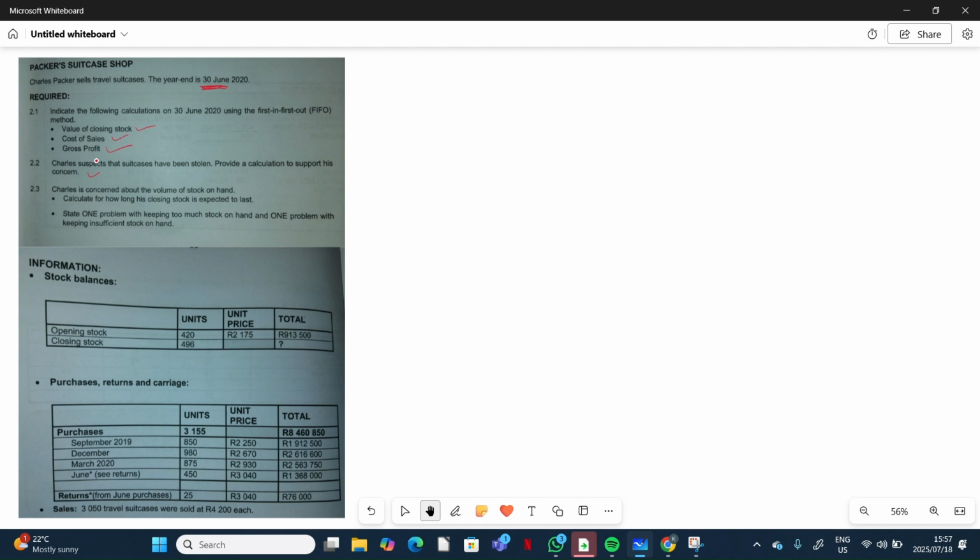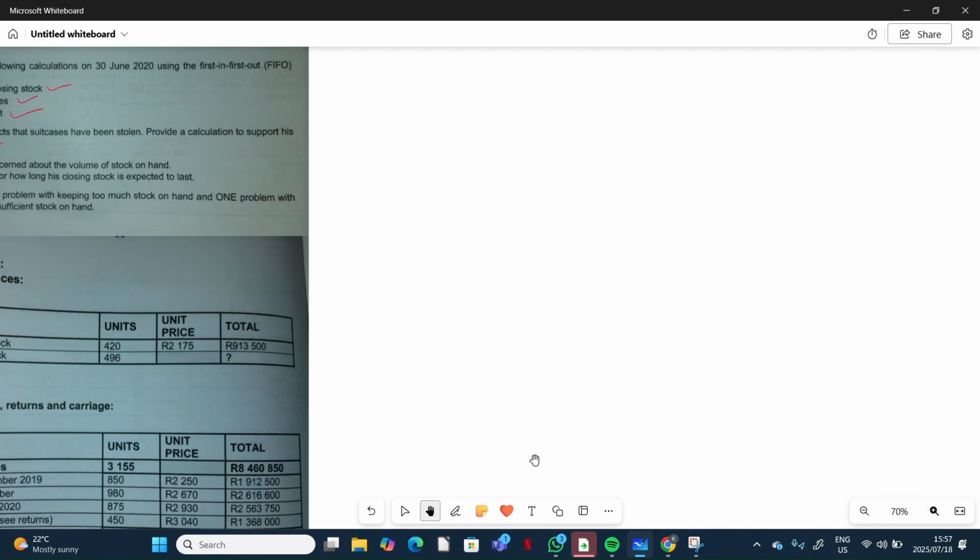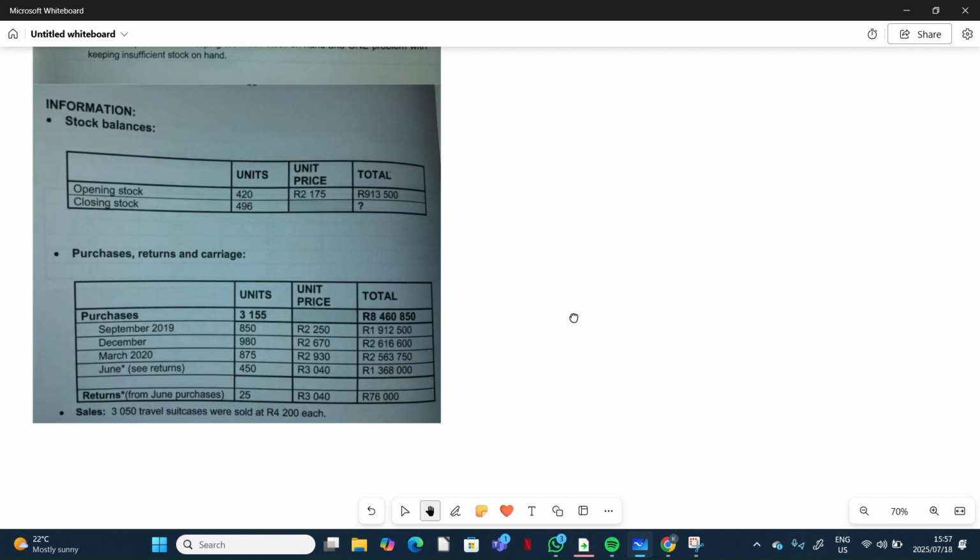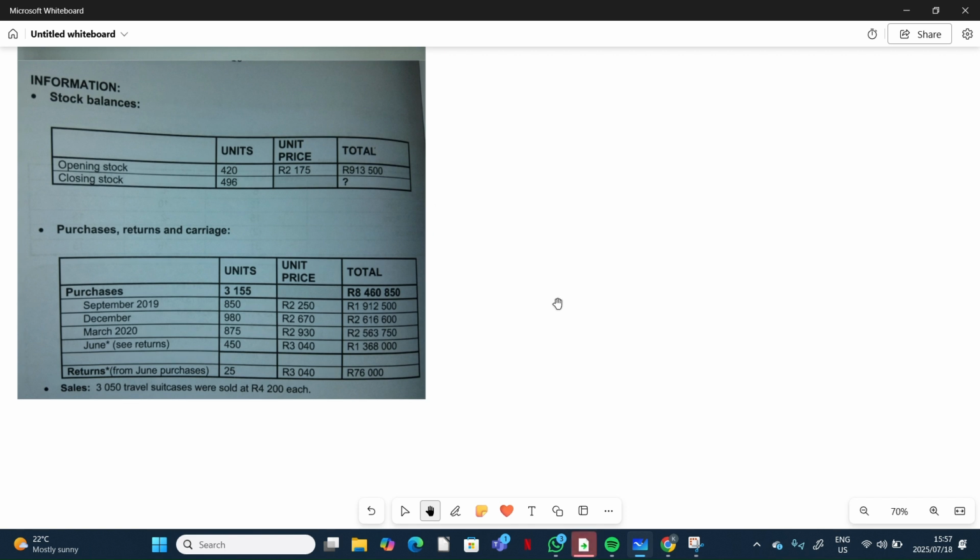So in this question, we're going to calculate the closing stock, the cost of sales, and the gross profit. I'm going to quickly zoom into the information that we have, since we know what we are looking for. Now, let's start. First things first, they want us to calculate the value of the closing stock.